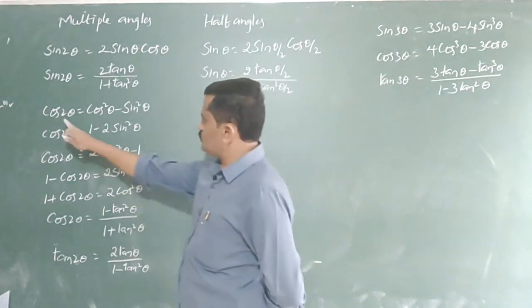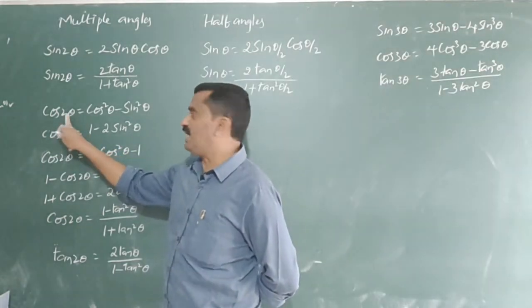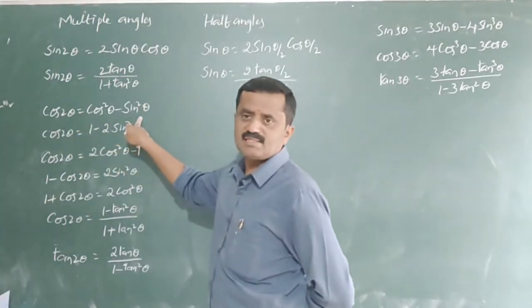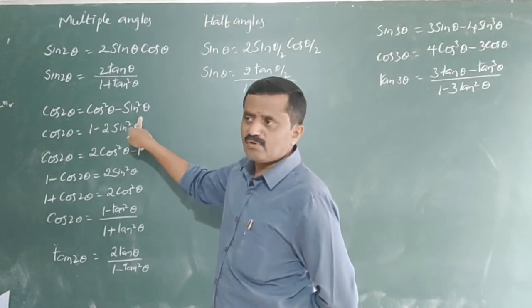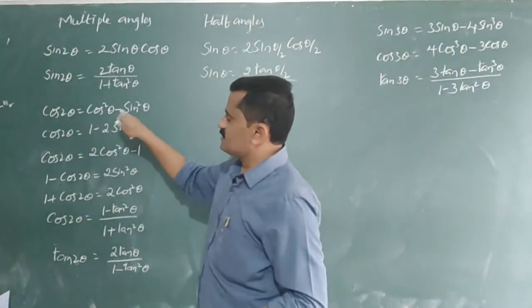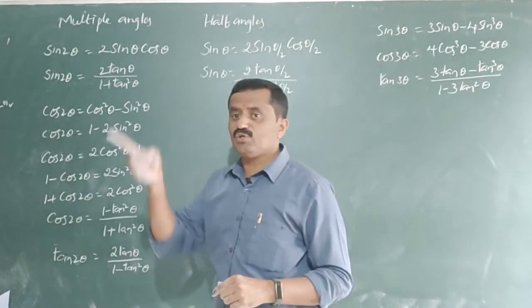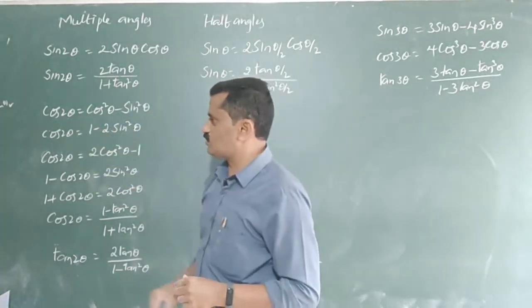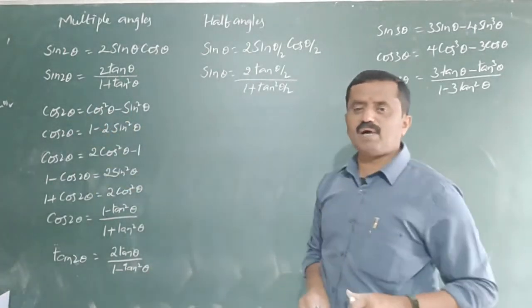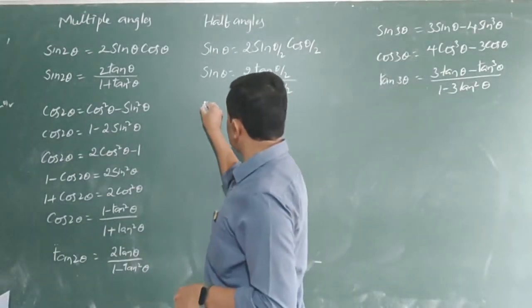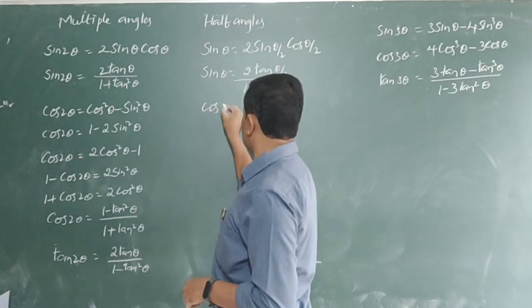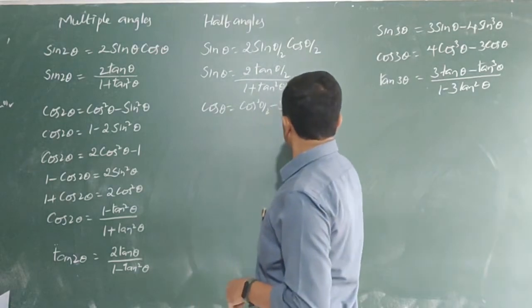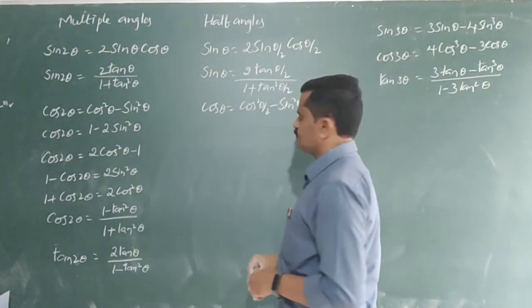Next, cos 2 theta in terms of cos and sin. That is cos 2 theta is equal to cos square theta minus sin square theta. Don't get confused with sin square theta plus cos square theta is equal to 1. Then how to express this in terms of half angles? Therefore cos theta is equal to cos square theta by 2 minus sin square theta by 2.